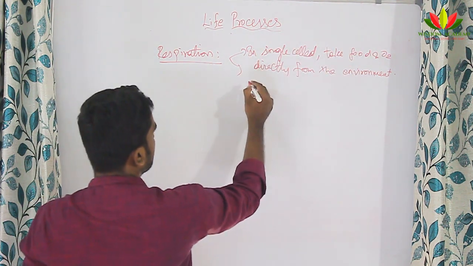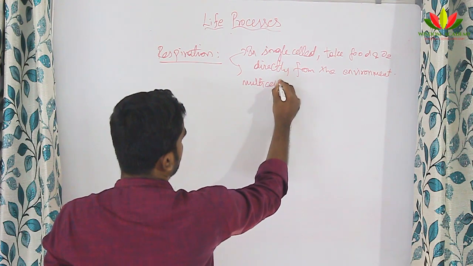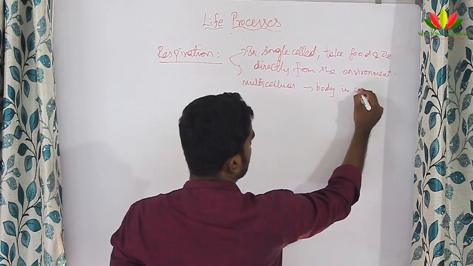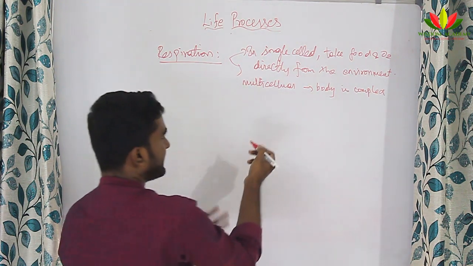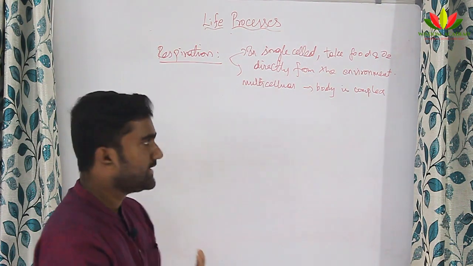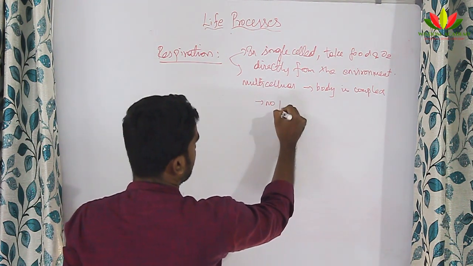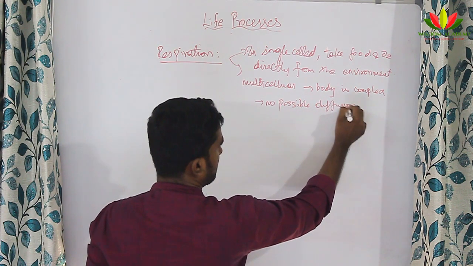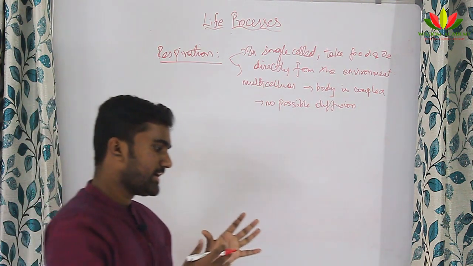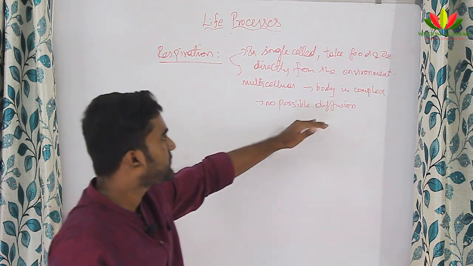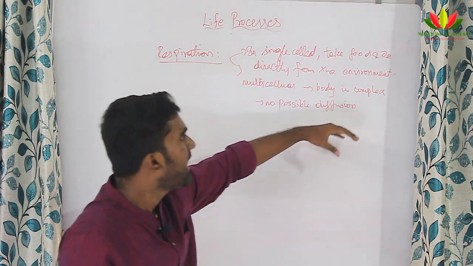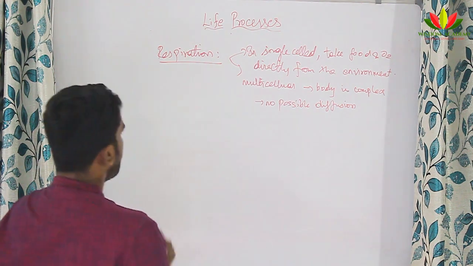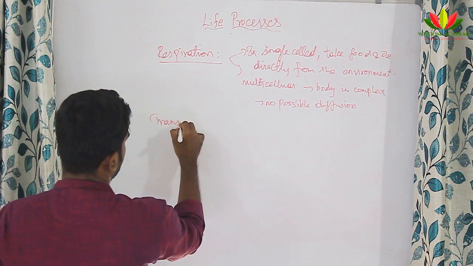But in the case of a multicellular organism, the body is complex, and of course there are millions and billions of cells, so diffusion is not possible. The food or oxygen cannot transfer from one cell to another by means of diffusion. Diffusion, we all know, is the movement of particles from higher concentration to lower concentration, right? Here comes the transportation system.